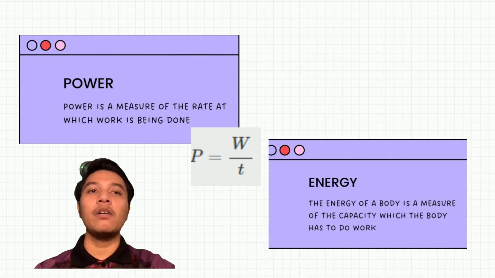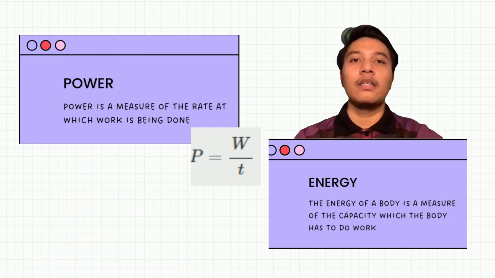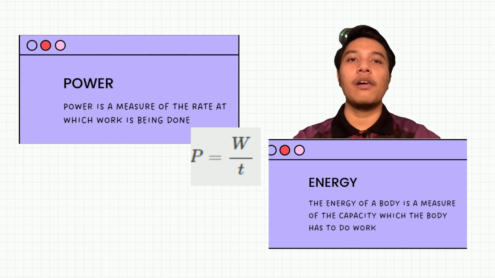For example, when a powerful car accelerates rapidly, it does a large amount of work and consumes a large amount of fuel in a short time. The energy of a body is a measure of the capacity which the body has to do work.